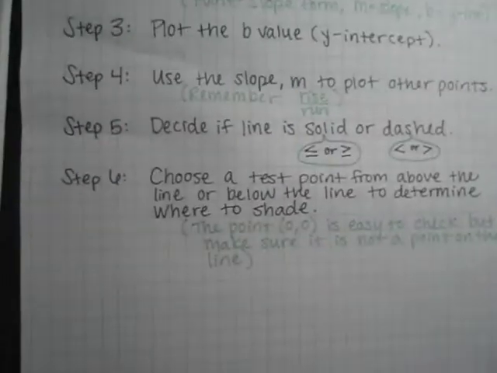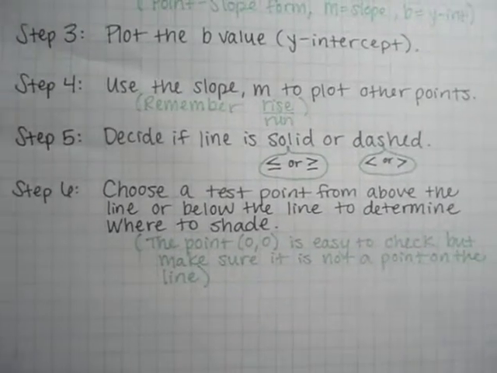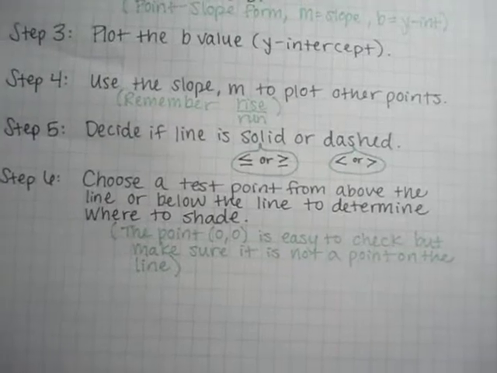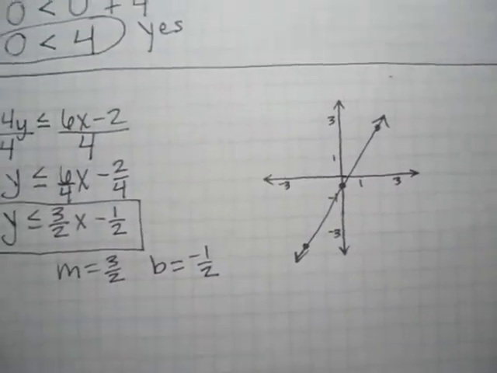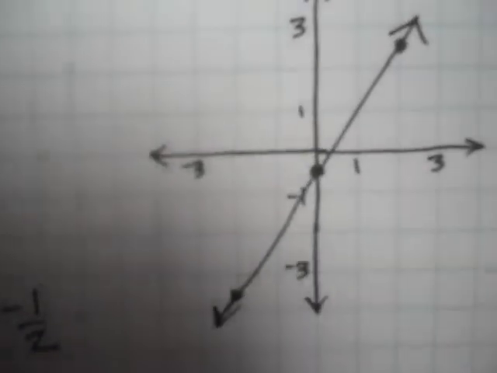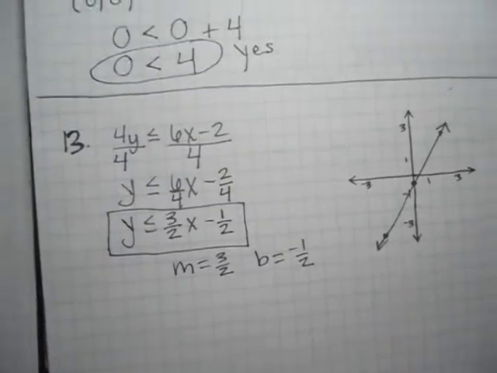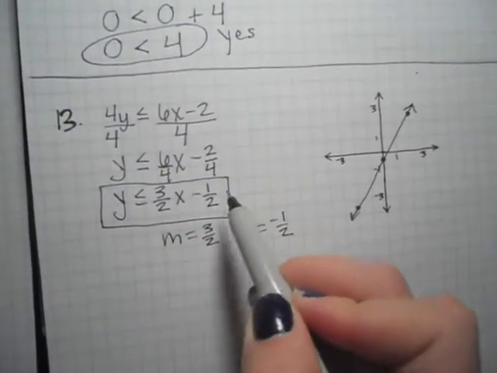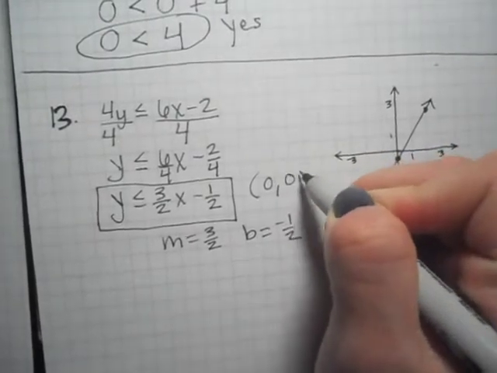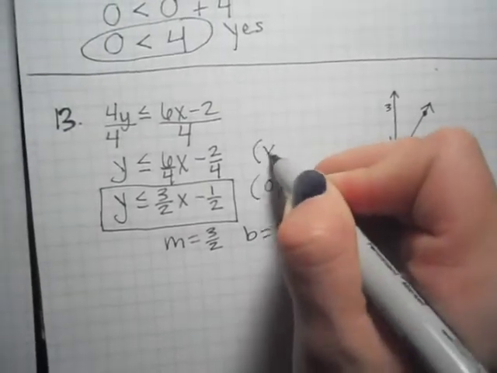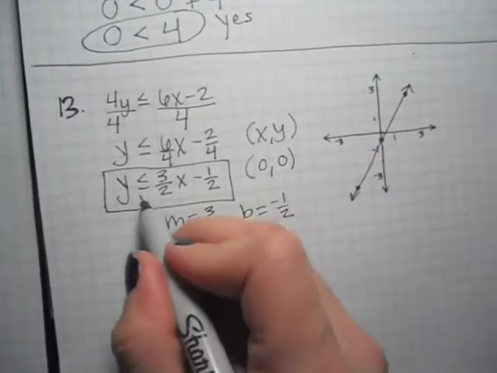Alright, last step. Step 6. Choose a test point from above the line or below the line to determine where to shade. Remember, if (0, 0) is available, I recommend you use it. And for us, it is available. It's right here, just on this side of the line. So let's try (0, 0) in this inequality. That's an x comma y. Don't forget that. So the x is 0 and the y is 0.